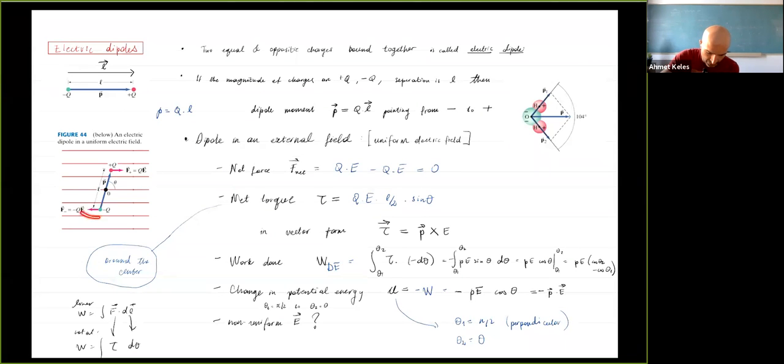And I have another contribution coming from here, right? This one is trying to rotate this clockwise. This one is also trying to rotate this clockwise. So let's put this in. Plus, because they are trying to rotate in the same direction, Q times E times L over 2 times sine theta, which is equal to, if I use the definition of dipole, which was Q times L, P times E times sine theta.